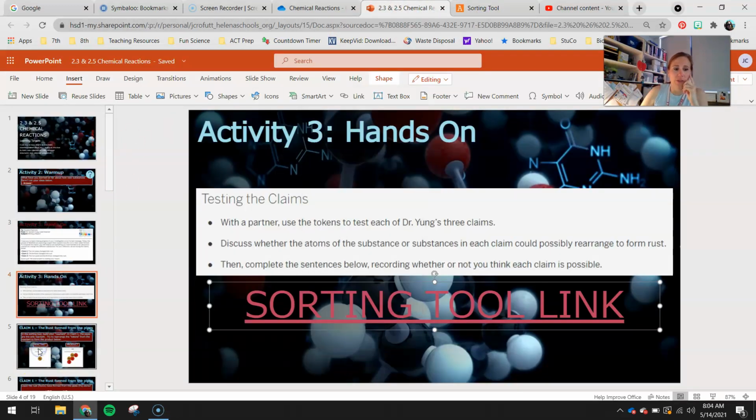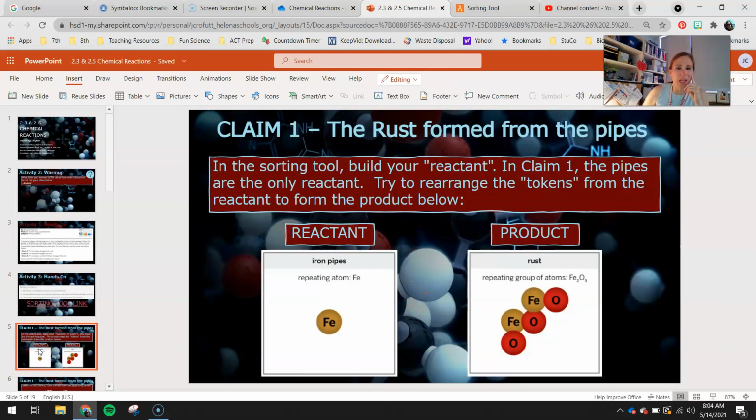But I'm going to go ahead and do the first claim for you. If you guys remember again, the first claim says the rust formed from the pipes. Okay, so in the sorting tool, build your reactant. Remember we did this, you guys only built the reactant and then you rearranged that reactant to see if you could form the products. That was from a couple lessons ago. We're going to do the same thing to test these claims.